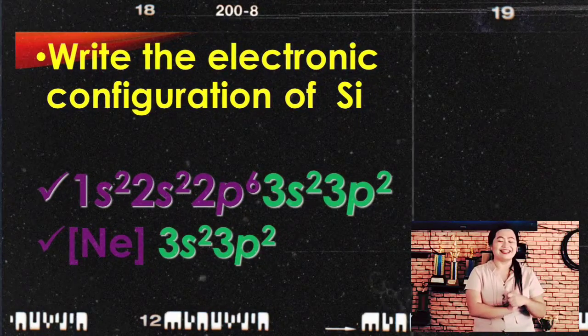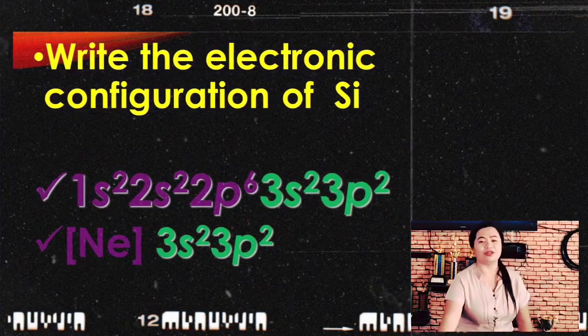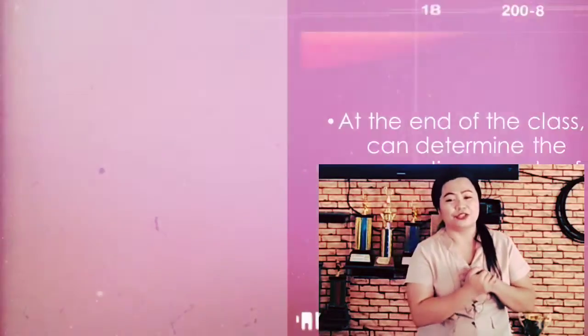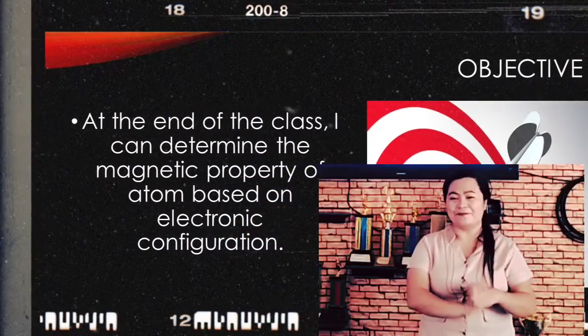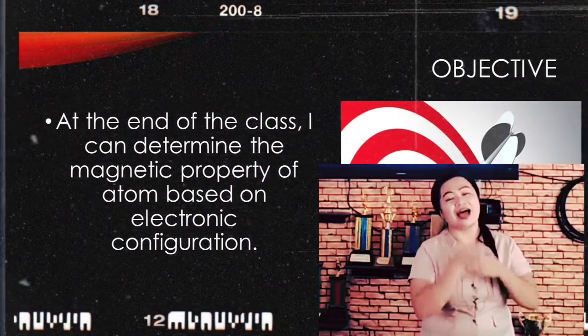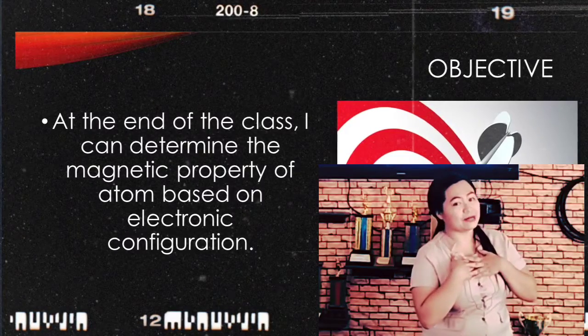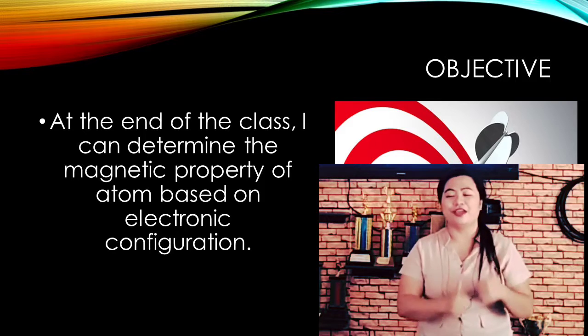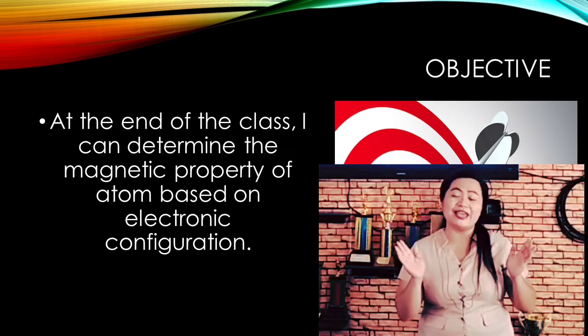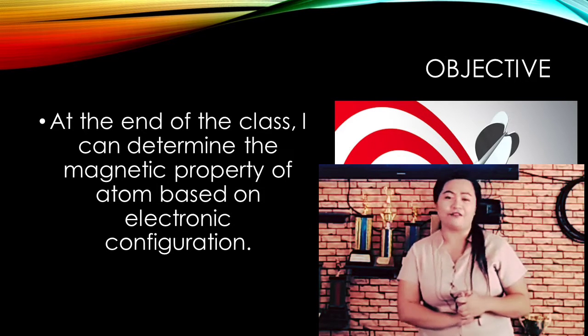Well, not yet, because I will be sharing with you our objective for today's class. Let us read. Okay, ready? At the end of the class, I can determine the magnetic property of an atom based on electronic configuration. Very good.